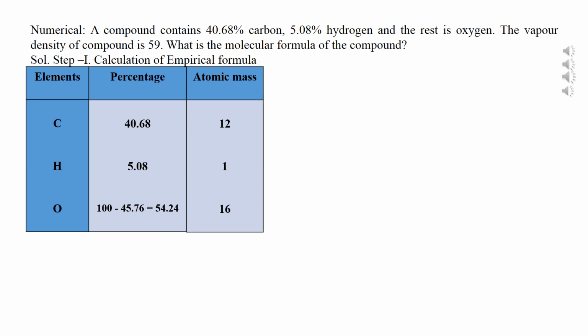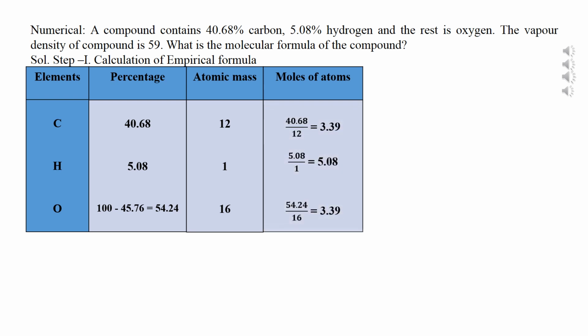In the next step, we have to find out moles of atoms, which we can calculate by dividing the percentage of each element by its atomic mass. In case of carbon, it is 40.68 divided by 12. It comes out to be 3.39. In case of hydrogen, it is 5.08 divided by 1. That is equal to 5.08. And in case of oxygen, it is 54.24 divided by 16. It comes out to be 3.39.